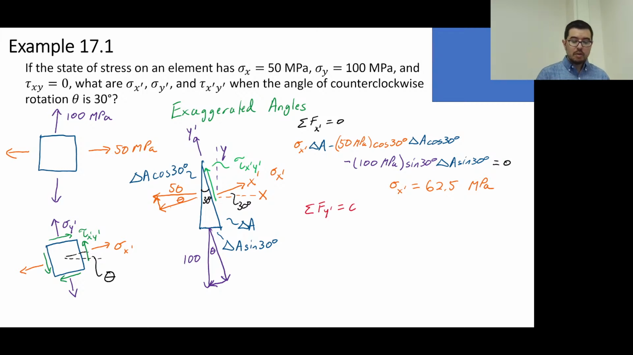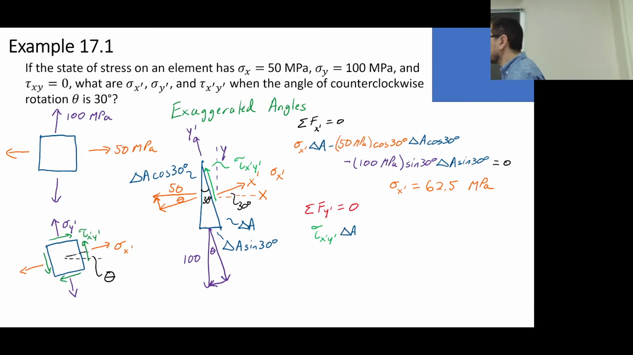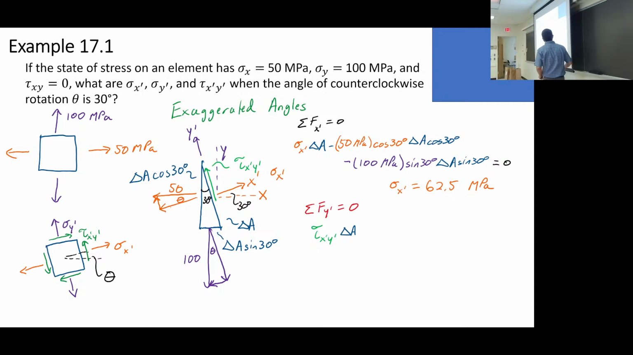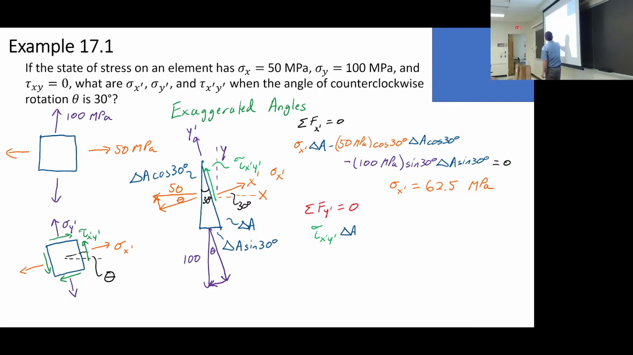If we want to know our tau x prime y prime, then we need to look at equilibrium in the y prime direction. And you see that tau x prime y prime is acting on this face in the y prime direction. And that face on which tau x prime y prime is acting is going to have area delta A. So that's what it is. Tau x prime y prime times delta A, and that's it.